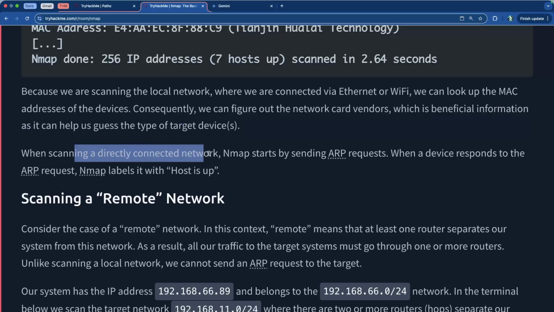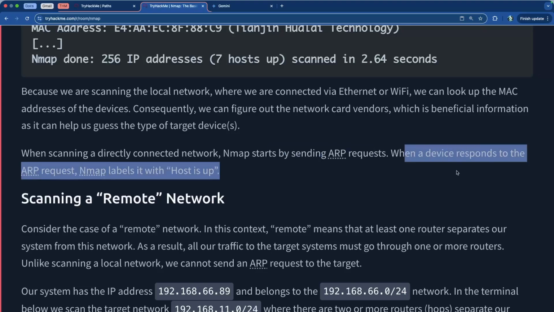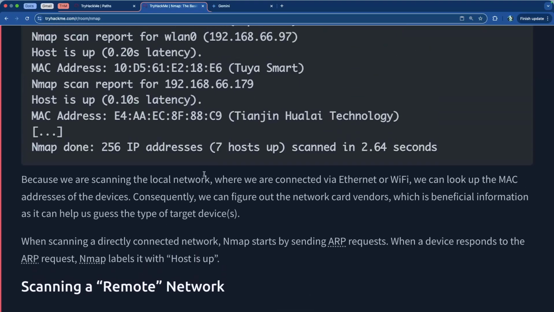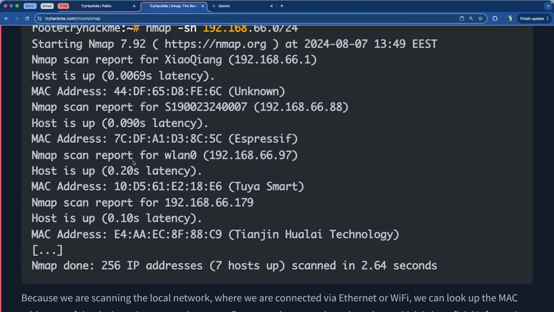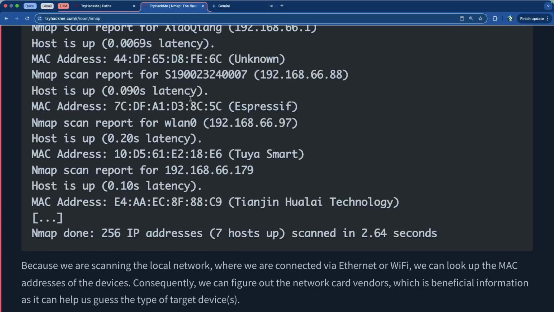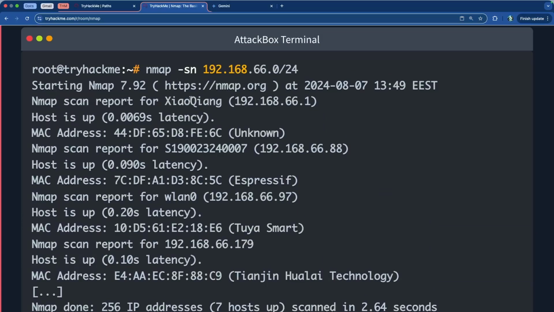When scanning a directly connected network, Nmap starts by sending ARP requests. When a device responds to the ARP request, Nmap labels it with host is up. So you can see this right here. Where do we see it? We can see Nmap report unknown. I feel like I saw host is up on here at some point. Maybe, oh, host is up. There we go. Host is up, host is up, host is up.